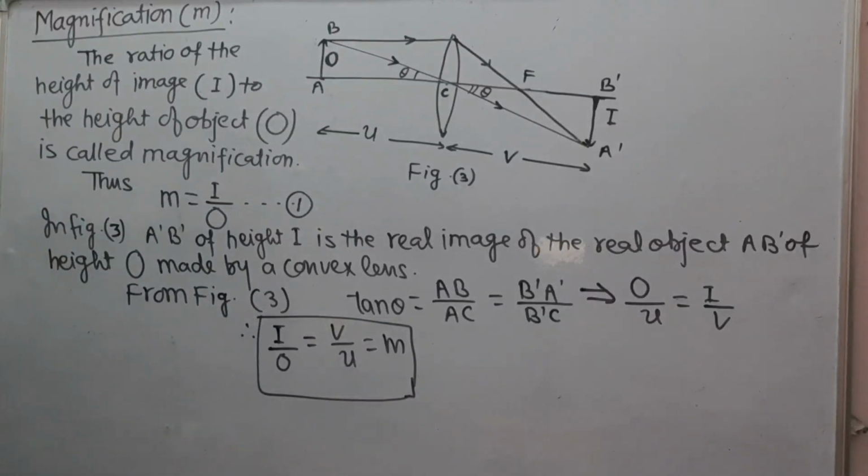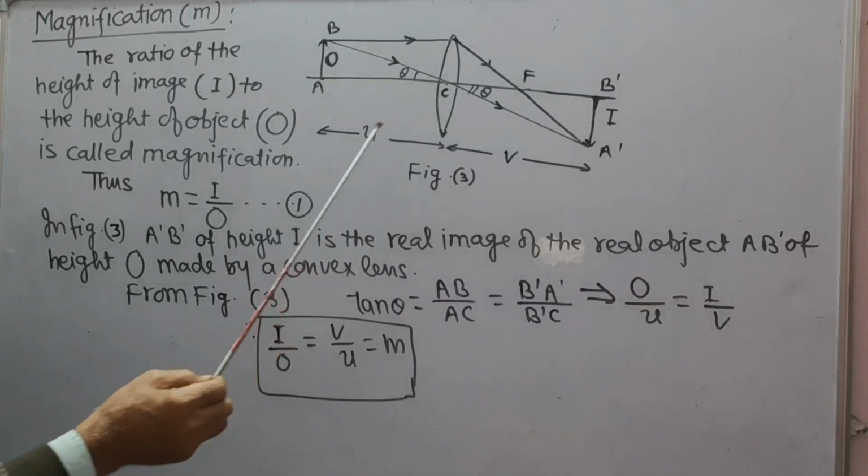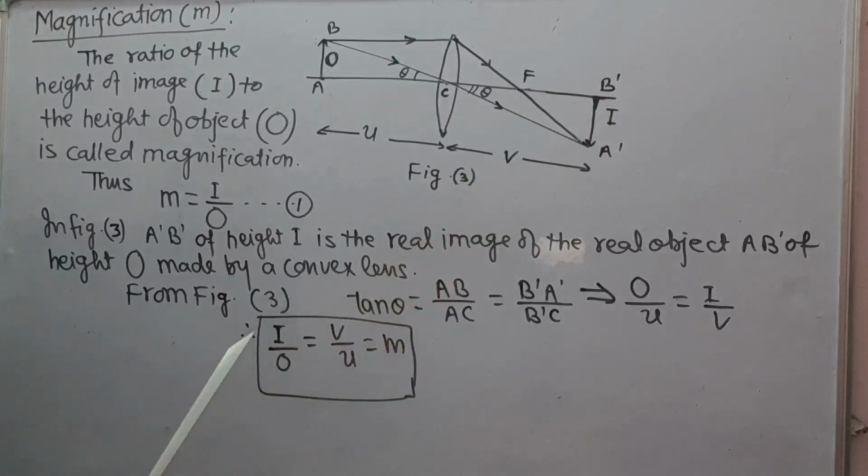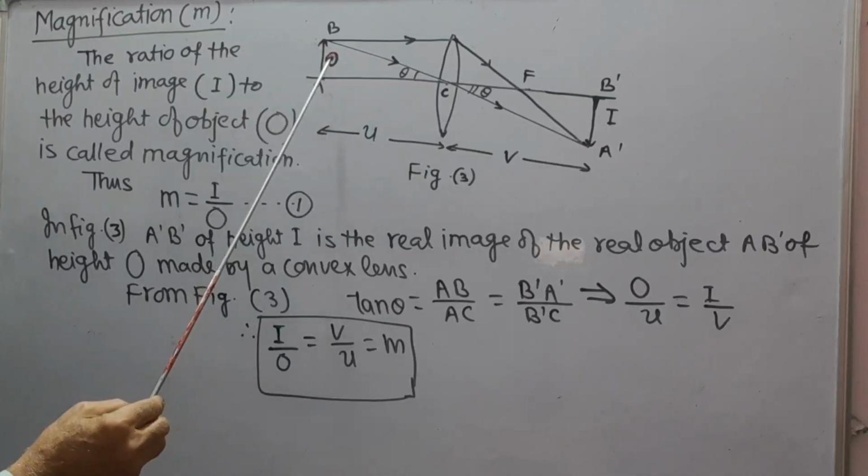Next, we take the magnification, which is denoted by small m. Magnification is defined as the ratio of the size of image to the size of object. That is, small m is equal to I upon O, where I is the height of image and O is the height of object. In this diagram, B dash A dash is the inverted real image of real object AB.